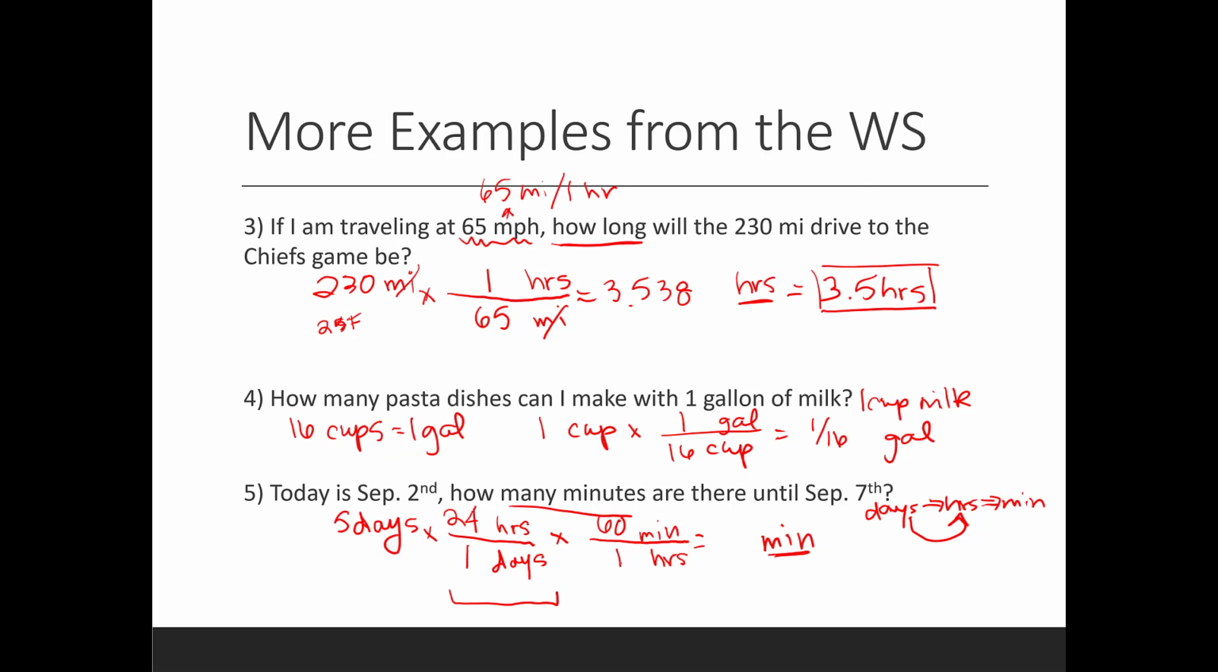I simply need to multiply and divide. So in this one, we have multiple things in the numerator. We have to multiply 5 times 24 times 60. And we should get 7,200. We don't have to divide by anything because both of our denominators are 1. So there are 7,200 minutes in 5 days. Now if I want to round that to sig figs, it would be 7,000 minutes with sig figs.